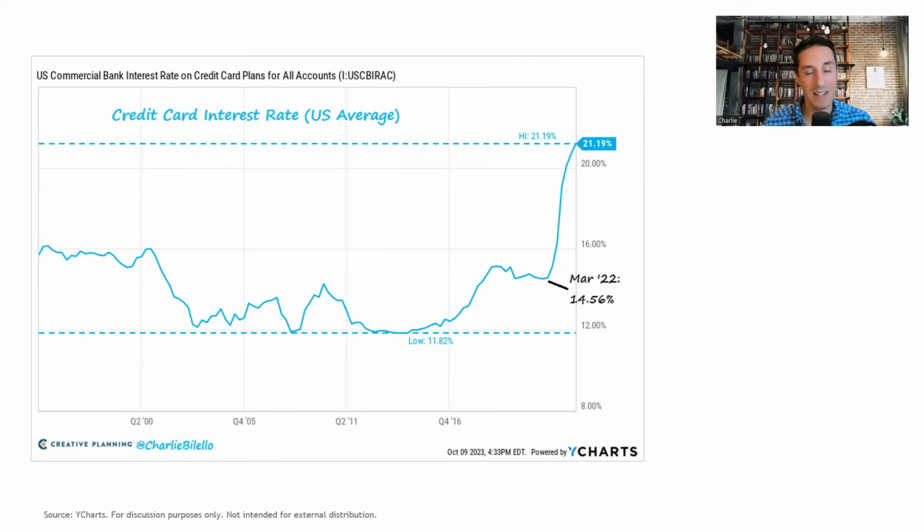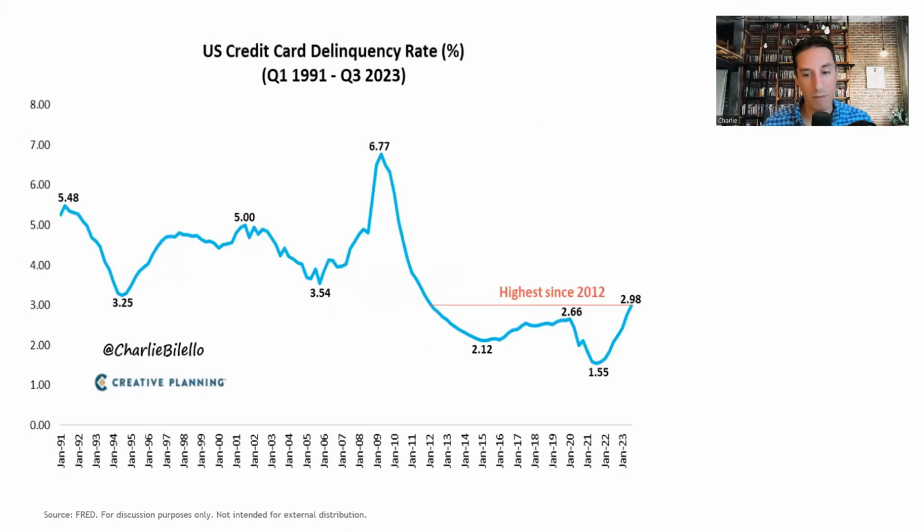But that's not yet a huge percentage of the overall consumer market. If we look at delinquencies, yes, they've risen. They're approaching 3% in terms of credit card delinquencies, but that's actually still below the historical average, even though it's the highest since 2012.